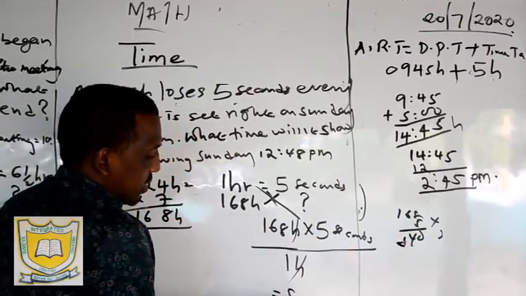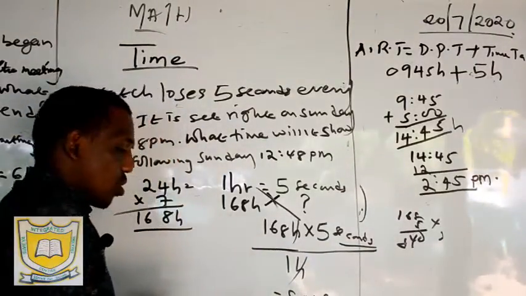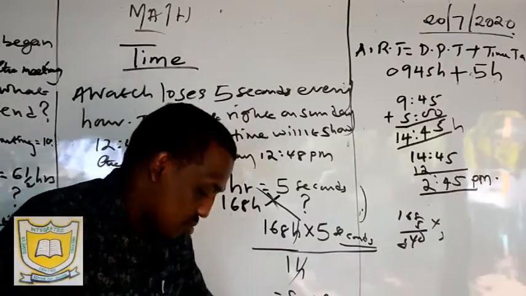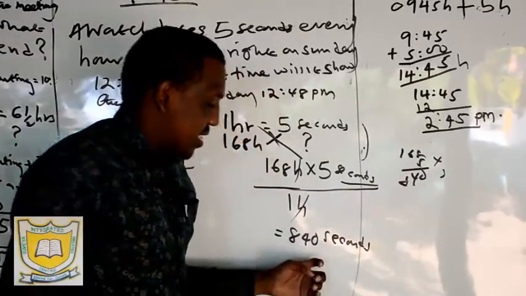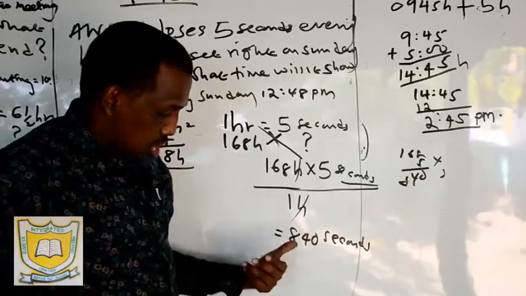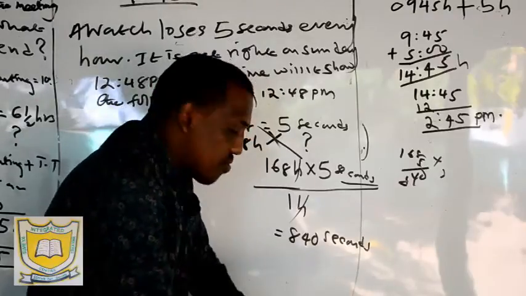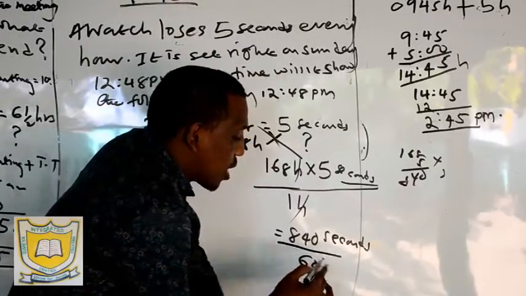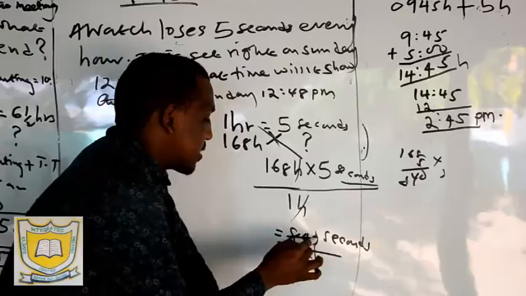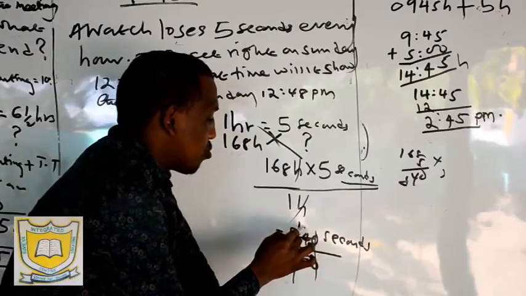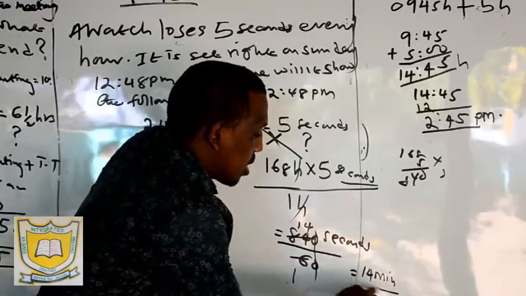So here we get 840 seconds. What you do now is not the answer. Whenever you get seconds, you always change the seconds into minutes. So 840 seconds, let us change it to minutes. Divide by 60, because 1 hour has got 60 minutes. Cancel, by 6, 14 minutes. So that was 14 minutes.